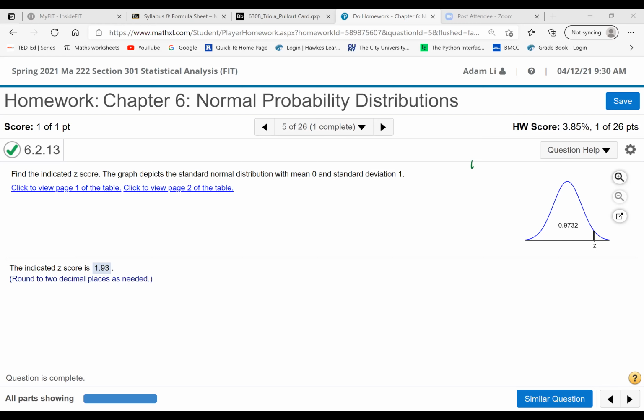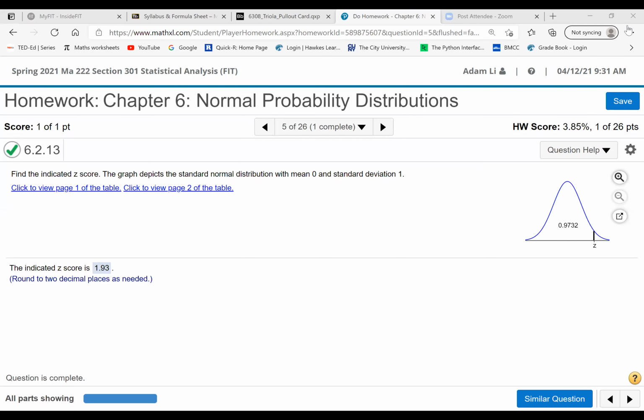It's going to be 85 minus 100 over 12. So this turns out to be negative 15 over 12. So it should be negative 1.225, is it? Yeah, negative 15 over 12, and this is going to be negative 1.25. So now we're converting the IQ score to the z-score, so we turn it into a standard normal distribution, right?